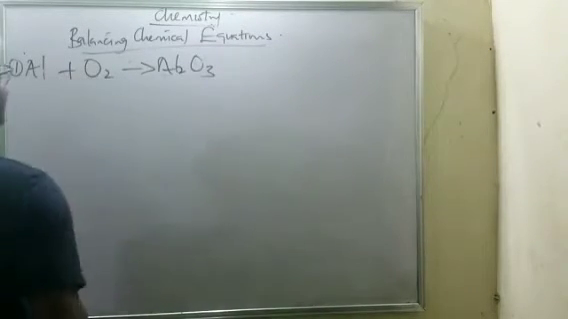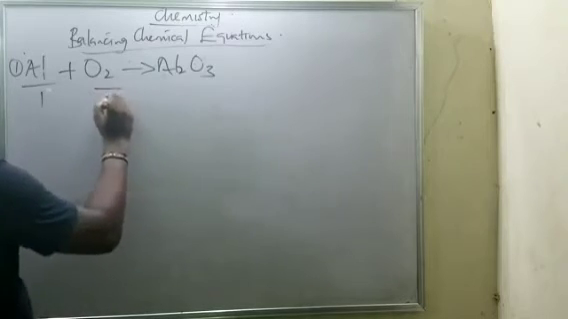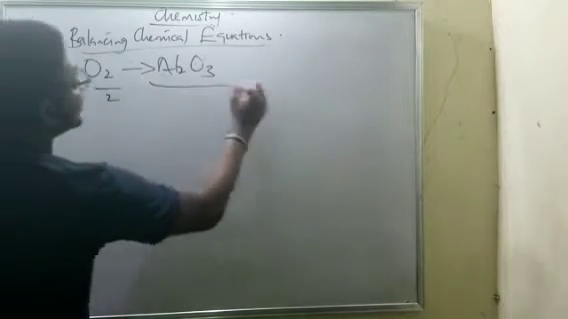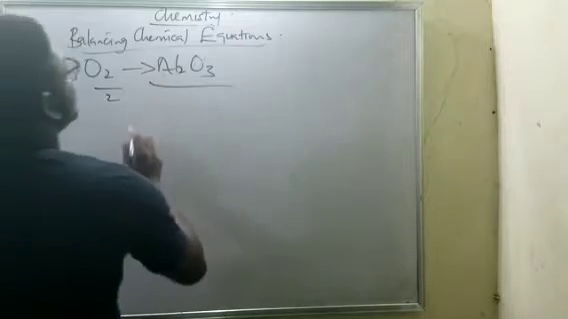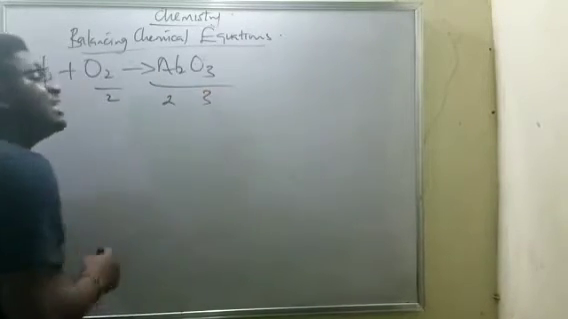Let's look at the reactant side. In aluminium here, how many atoms of aluminium do we have? 1. Oxygen here, how many atoms of oxygen do we have? 2. In the product here, how many atoms of aluminium do we have? 2. How many atoms of oxygen do we have? 3. You see that it is not balanced.